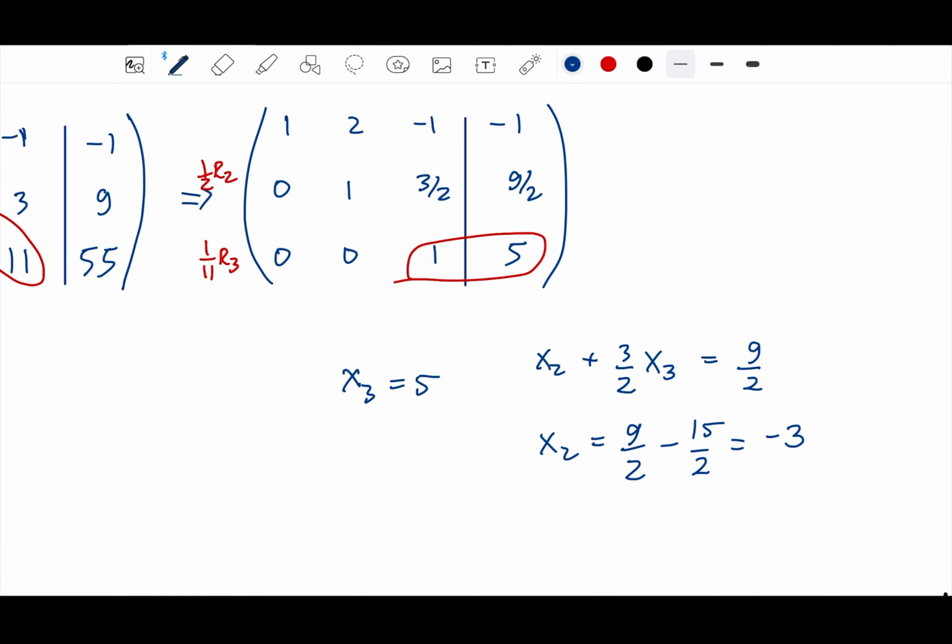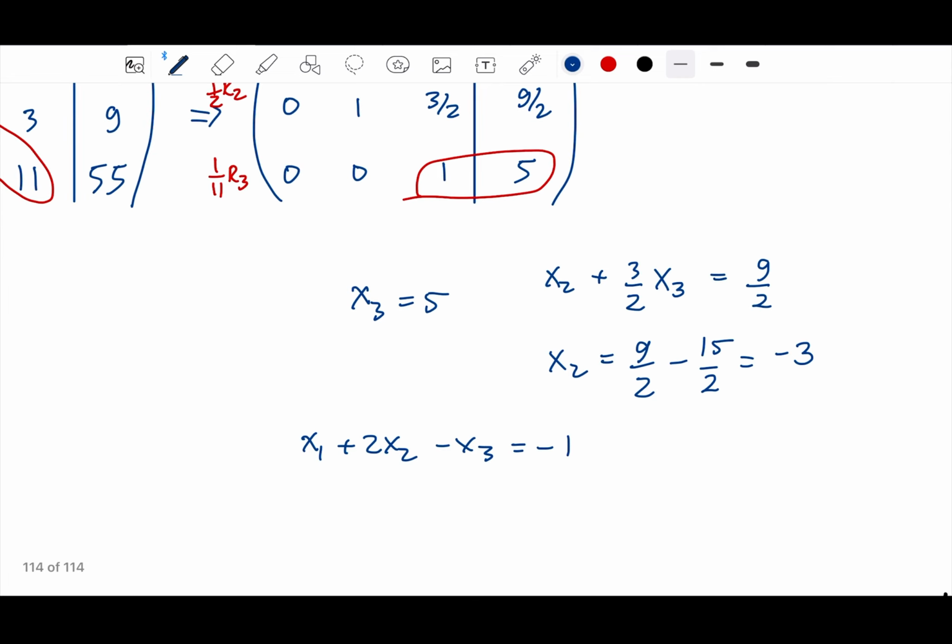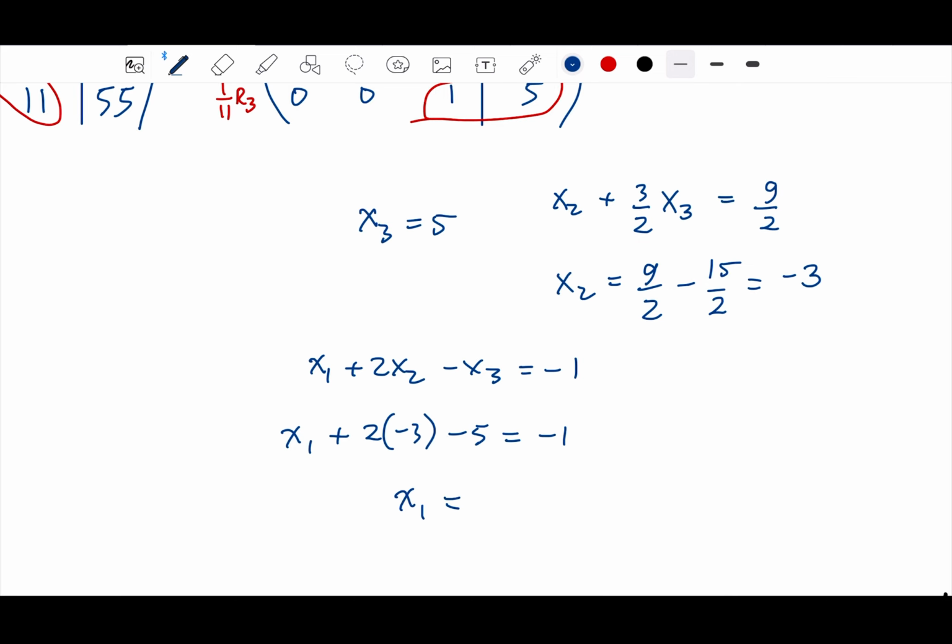And then the first row is x1 plus 2x2 minus x3 is equal to negative 1. So substitute all the variables. So x1 is negative 1 plus, so 10 minus 1 is 9, right? Wait. It's 11 minus 1, so 10. So we get x3 is 5, x2 is negative 3, and x1 is 10.